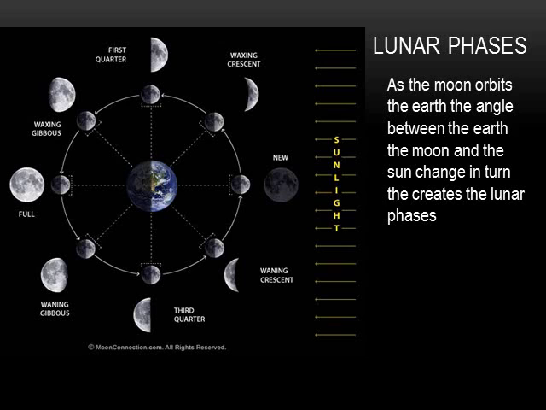As the Moon orbits the Earth, the angle between the Earth and the Sun changes. In turn, this creates the lunar phases. In the picture you can see the sunlight represented in yellow hitting the Moon and the Earth. As the Moon's position changes, the sunlight is reflected differently, creating the phases.